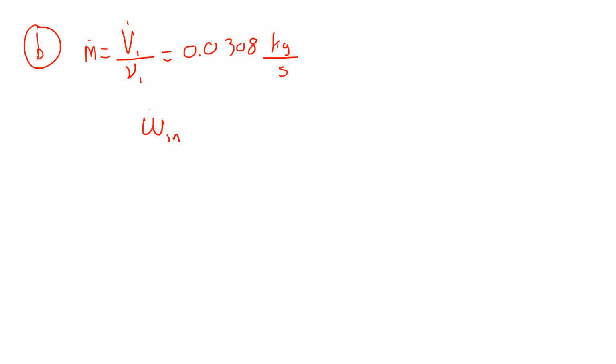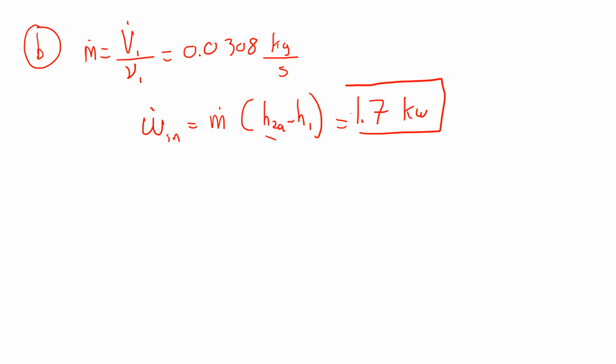And if you were to do a first law analysis on an adiabatic compressor, you can get that the work in is going to be the mass flow rate times the enthalpy out minus the enthalpy in. We're going to use the actual enthalpy since we're trying to find the actual work in. So if you plug in your numbers, you get 1.7 kilowatts worth of power to the compressor.